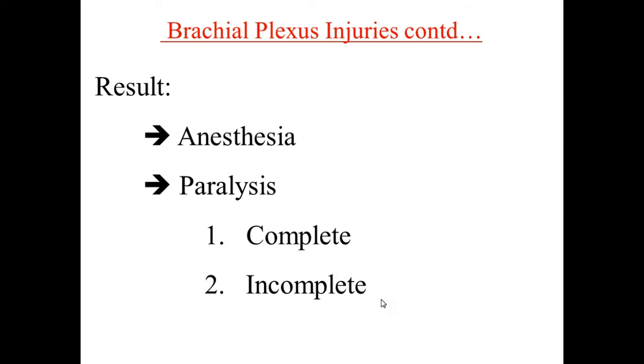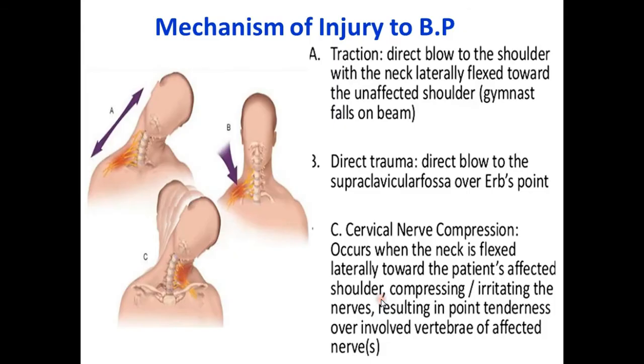Now it may result in anesthesia, loss of sensation, or paralysis. Paralysis may be complete or partial, or incomplete, you can say. Then the mechanism of the injury: first of all, traction occurs on the neck, with a direct blow to the shoulder over here, and the neck laterally flexes towards the unaffected shoulder, as for example when a gymnast falls on the beam.